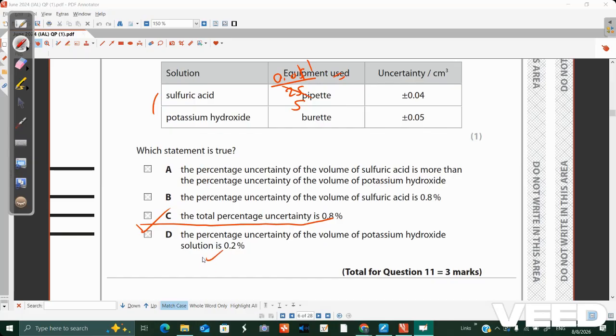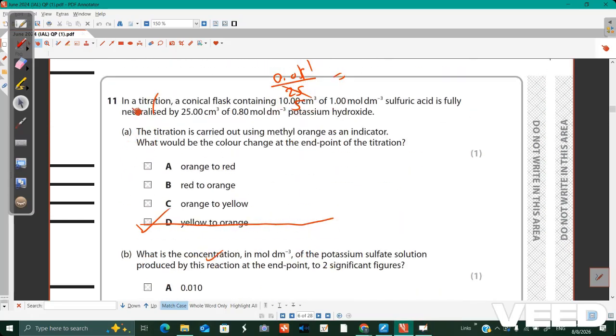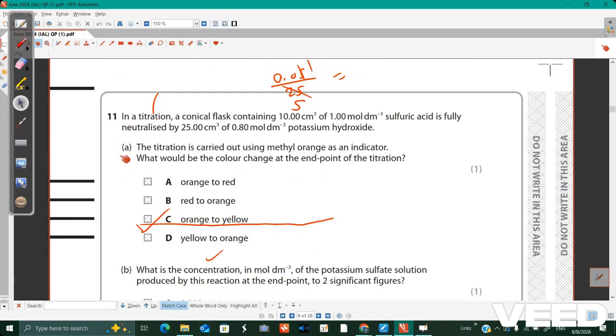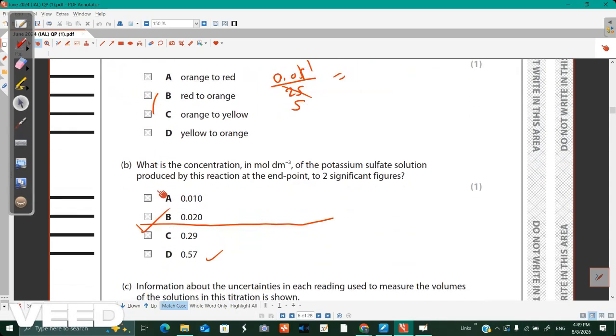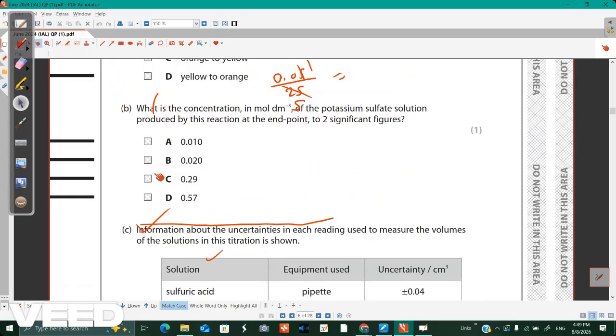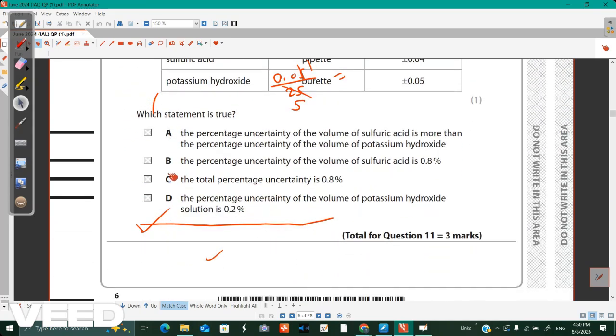Percentage uncertainty of the total volume of potassium hydroxide is 0.2. We must have the volumes here. That is wrong. D is wrong. Why?